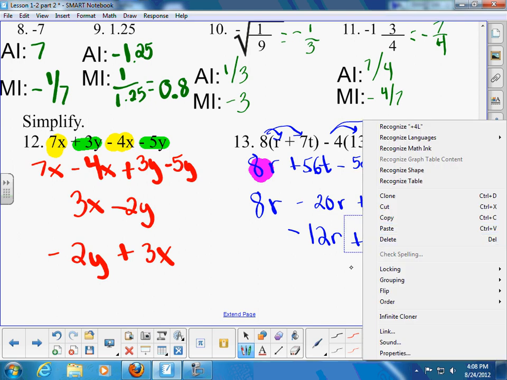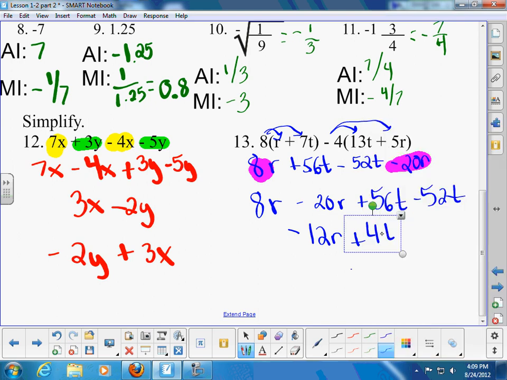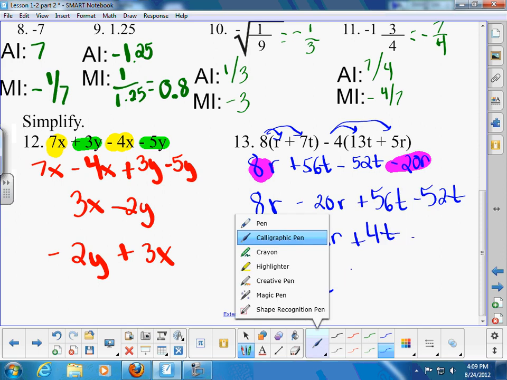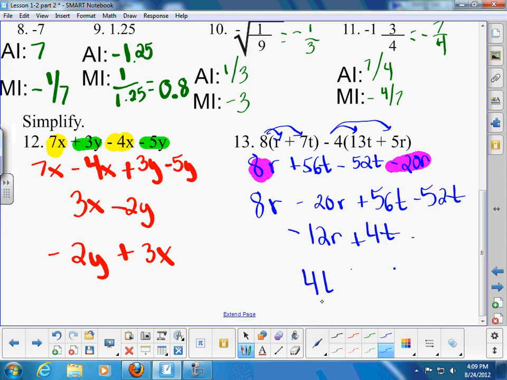And just like a moment ago, we talked about other possible solutions. Our other possible solution would be 4t minus 12r. Both are correct. Both are the same answer.